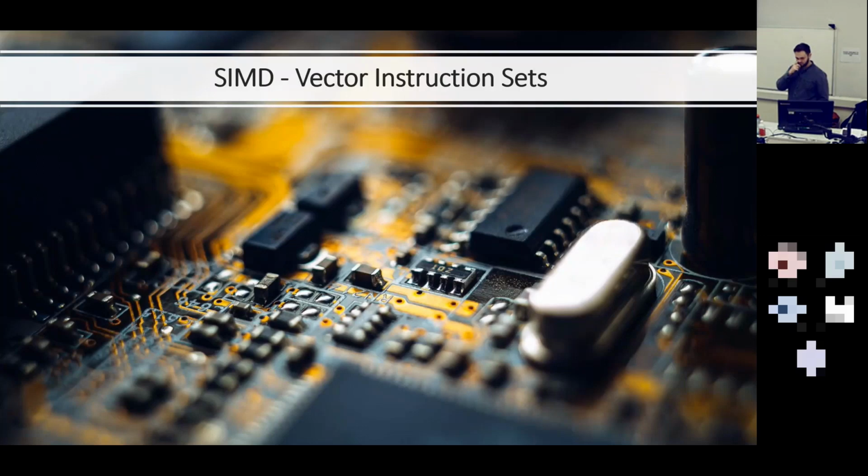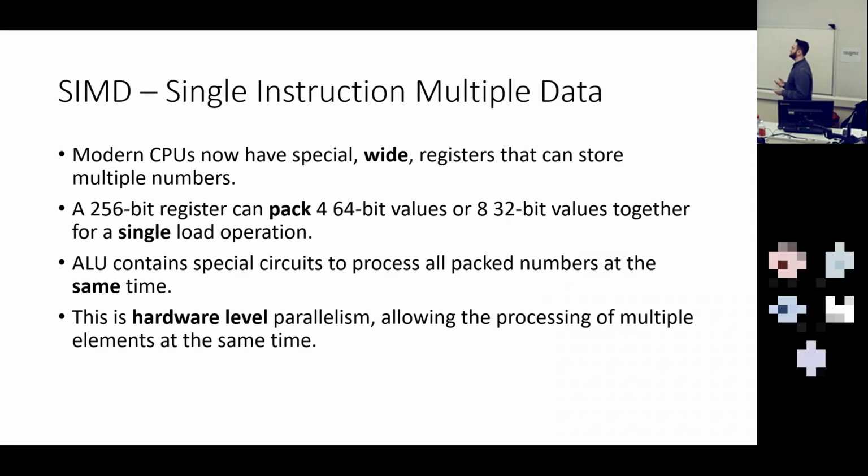So SIMD stands for single instruction multiple data, and specifically we're going to talk about hardware vector instructions. Modern CPUs have wider registers, so they can process data in parallel in a single instruction. If you remember from last time, a register is just some temporary memory storage within the CPU itself. And these modern registers can be, for example, 256 bits wide.